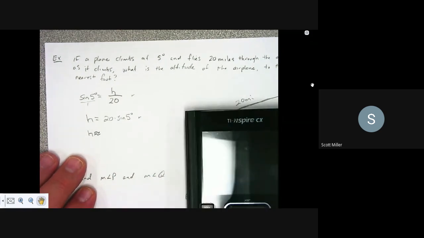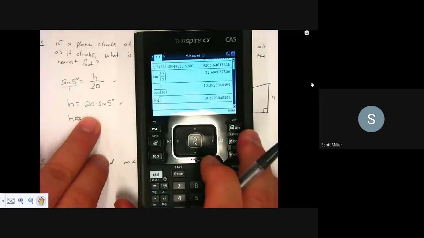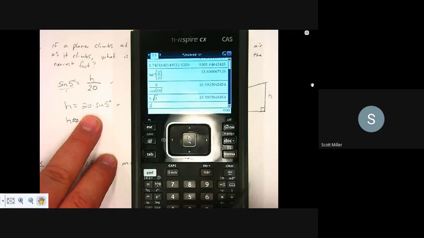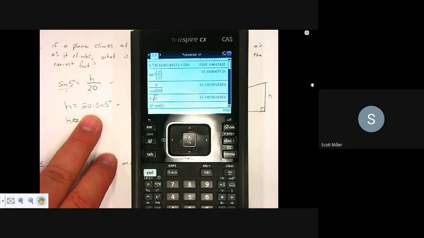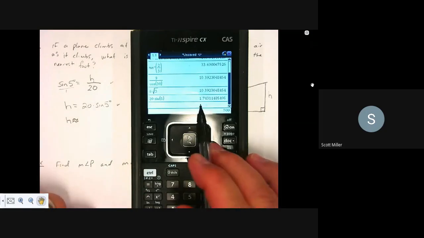So we use our calculator and we type this in. Remember, we make sure you're always in degree mode when you do this. You just type 20 times the trig ratio, the sine of 5. Okay, Control Enter, and you get that number right there.